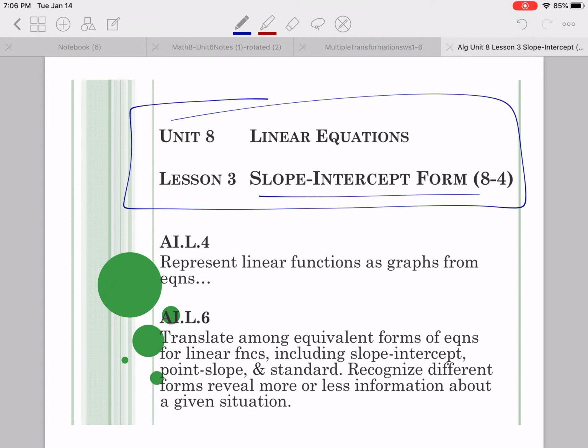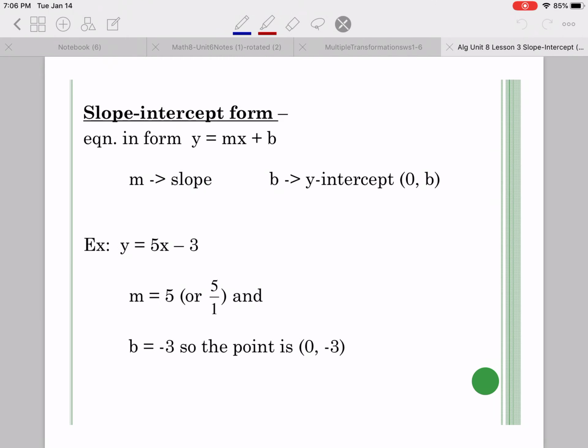We're working on the one and only Slope-Intercept Form. This stuff is the stuff of legends here. So Slope-Intercept Form is in the form y equals mx plus b. That's something you'll probably have memorized at some point in your math career. So y equals mx plus b, where m, if you remember from last lesson, is the slope.